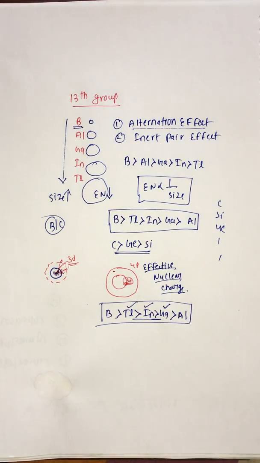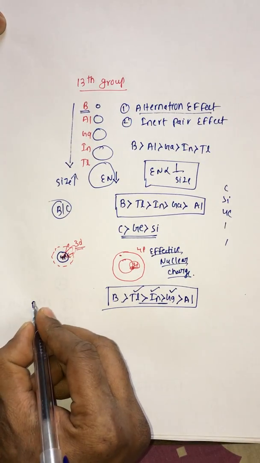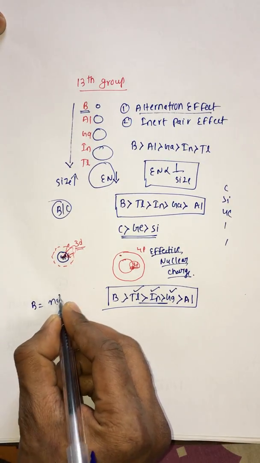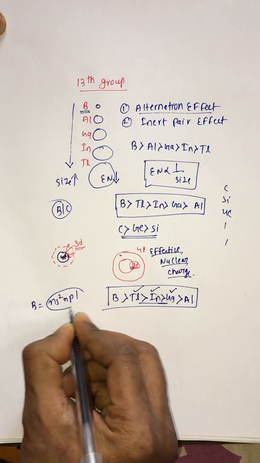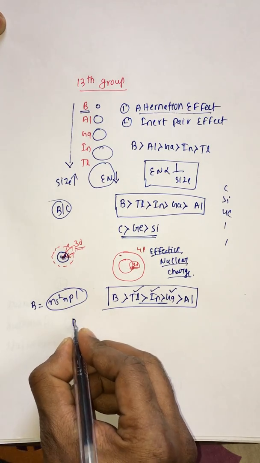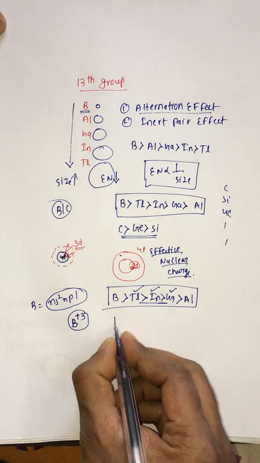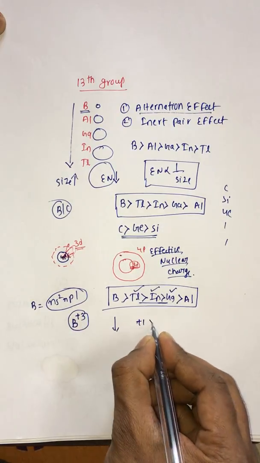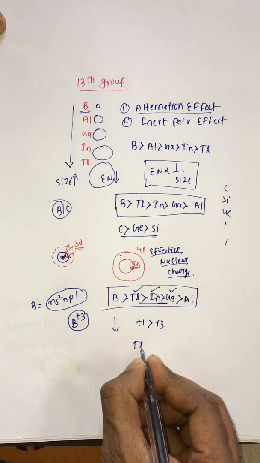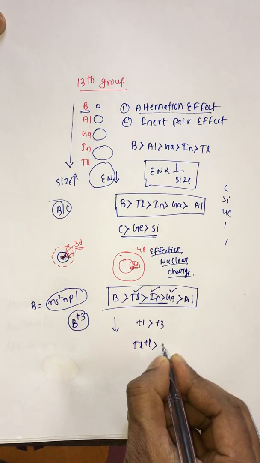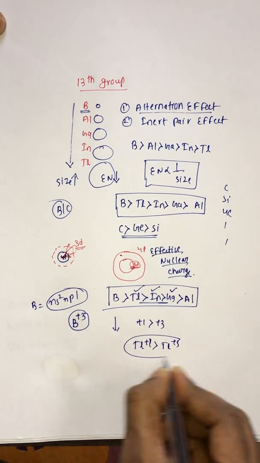Then the inert pair effect. We know that in the boron family we have ns2 np1, so 3 valence electrons are there. That means the maximum oxidation state it shows is +3. But down the group, +1 is stable compared to +3. So thallium is stable in +1 compared to +3. This is because of the inert pair effect.